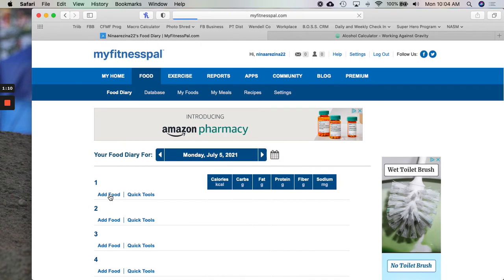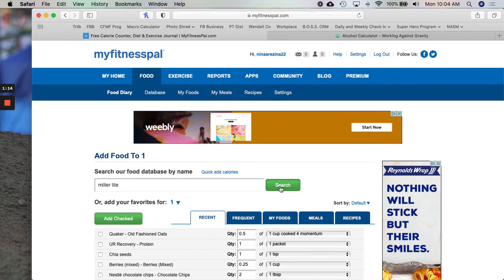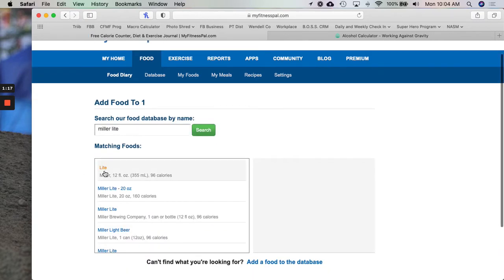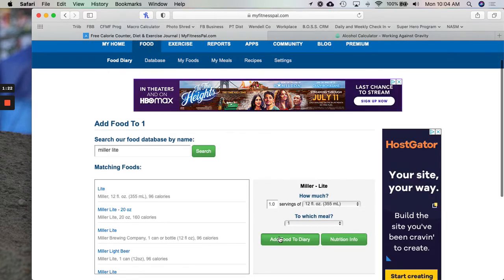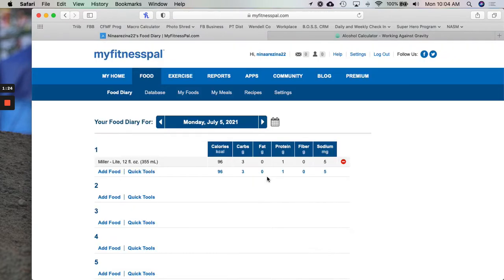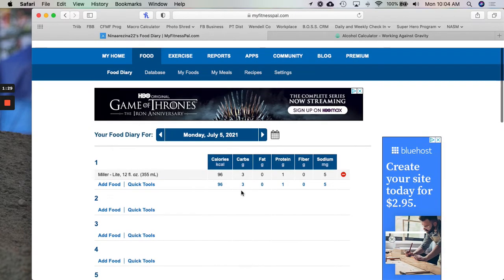So if I go in here and I add Miller Lite and I search for it, so this is a normal Miller Lite, 12 ounces, 96 calories, add it to my food diary. So this is what they think a Miller Lite has, just what it says on the can. But this is not accounting for alcohol. Obviously, alcohol does something to your body, so you have to account for it. So as per MyFitnessPal, it thinks it's only 96 calories, 3 carbs, 1 protein, 5 grams of sodium.